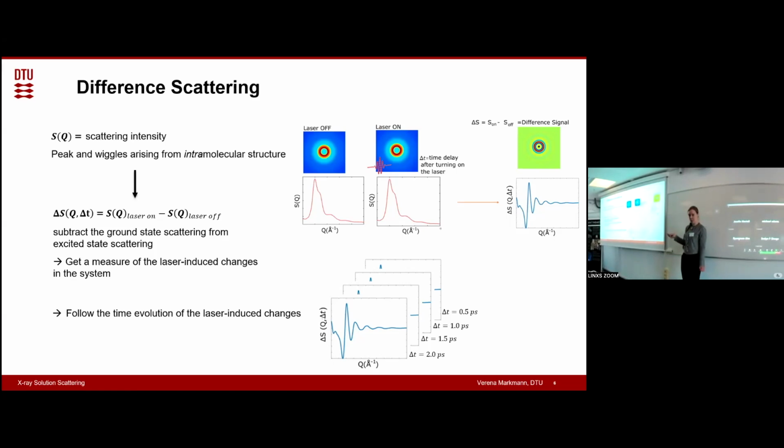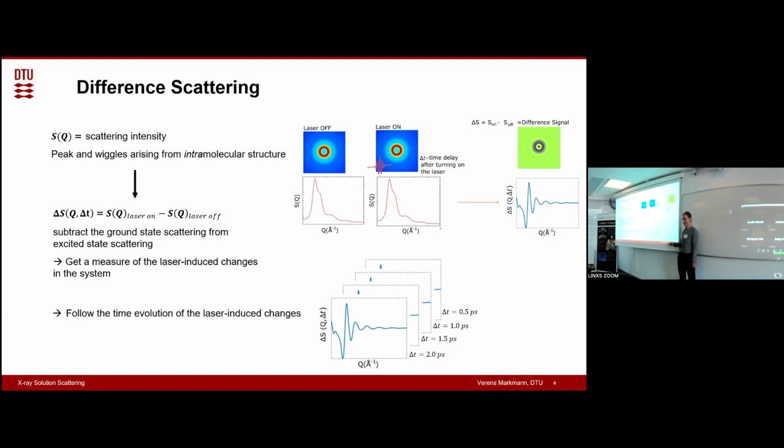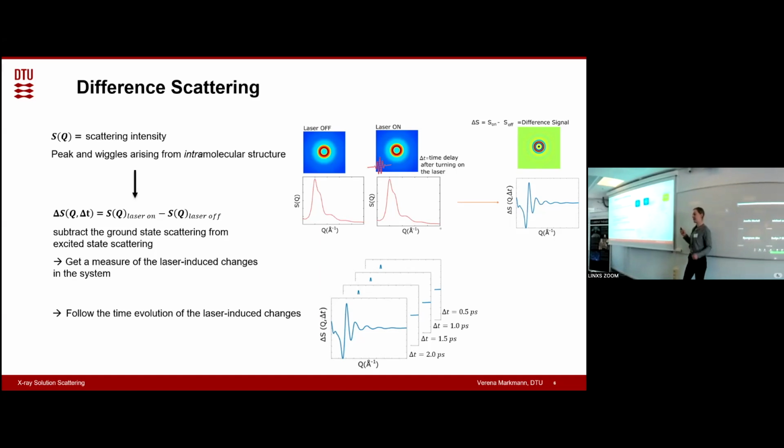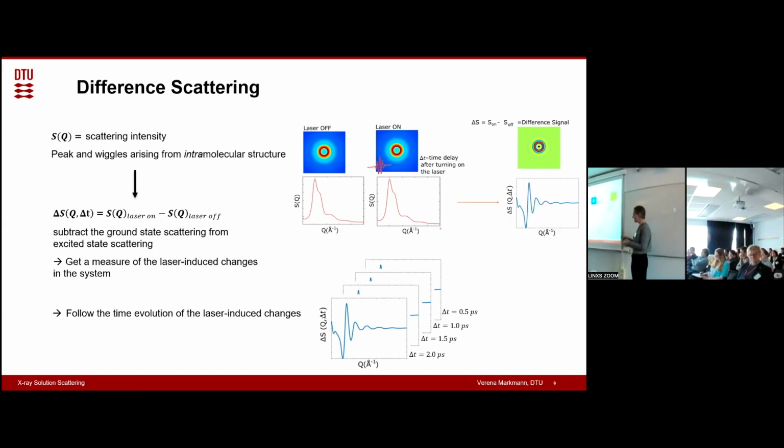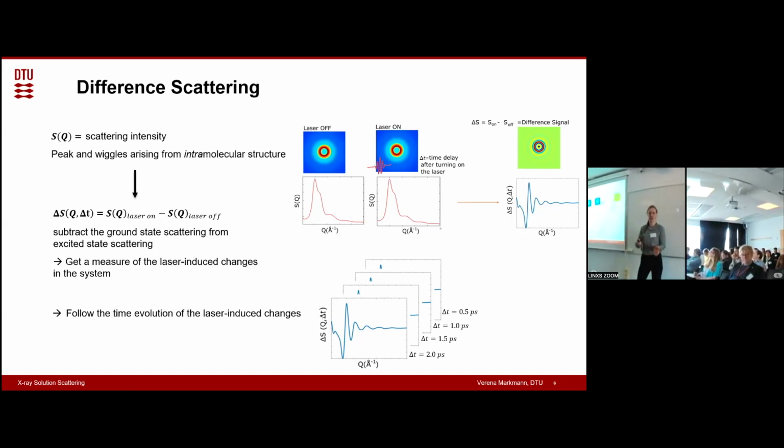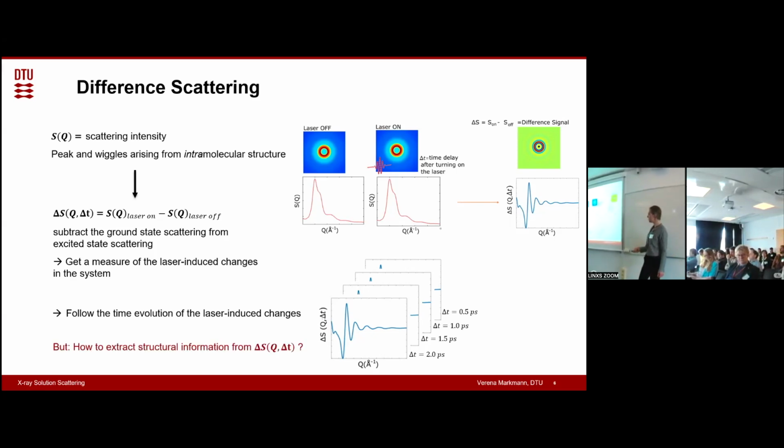Now, the only thing left to learn is how we interpret these different scattering signals, because they're in Q space, not in real space. Therefore we have to do some simulations, and in our case, that's molecular dynamics simulations, to learn what kind of features in this difference scattering translate to what kind of molecular changes, to what kind of geometry changes.